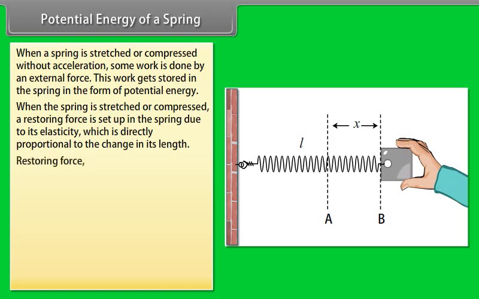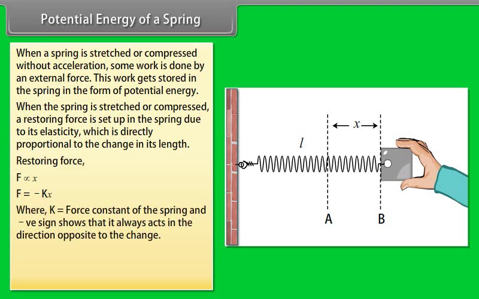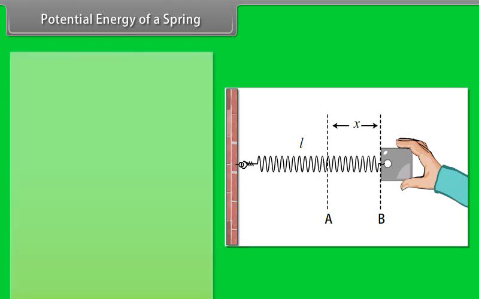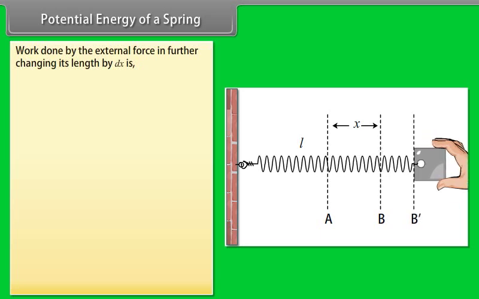Restoring force is given by F is directly proportional to x. F is equal to minus kx, where k is the force constant of the spring and the negative sign shows that it always acts in the direction opposite to the change. Then, external force required at this instant is given by F is equal to kx. Work done by the external force in further changing its length by dx is dW is equal to the dot product of F vector and dx vector, or dW is equal to kx dx.